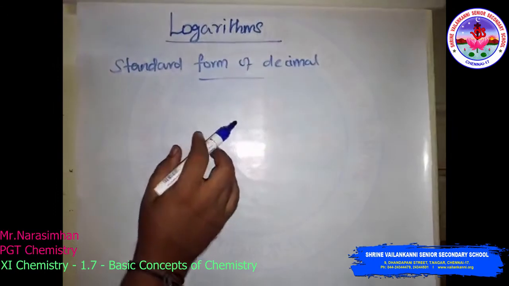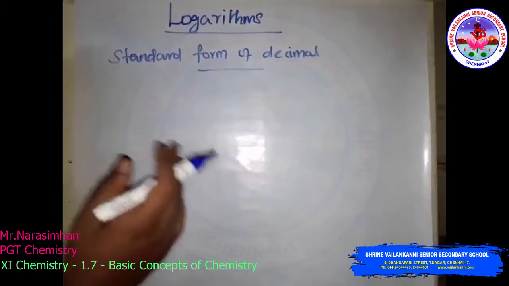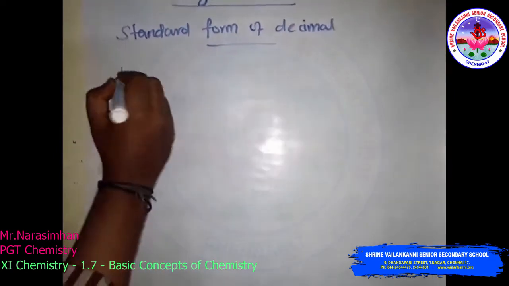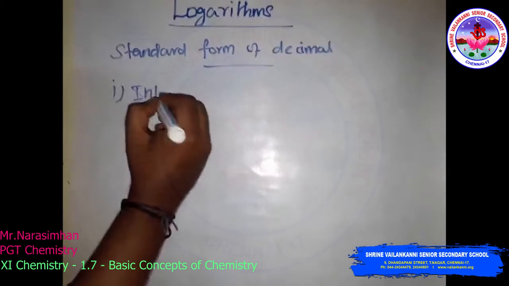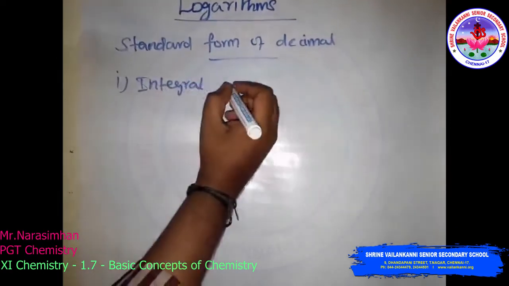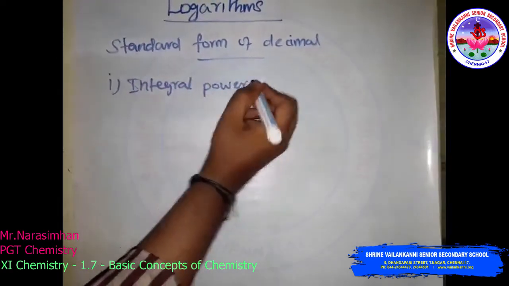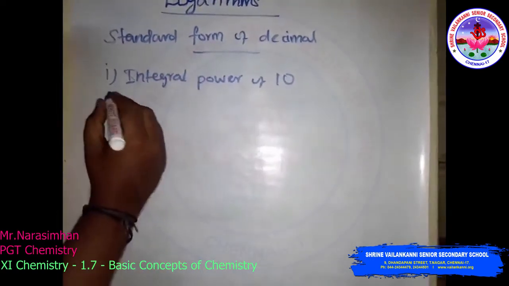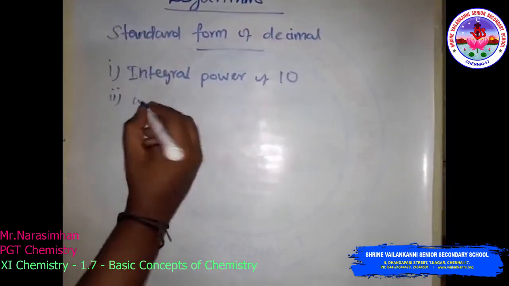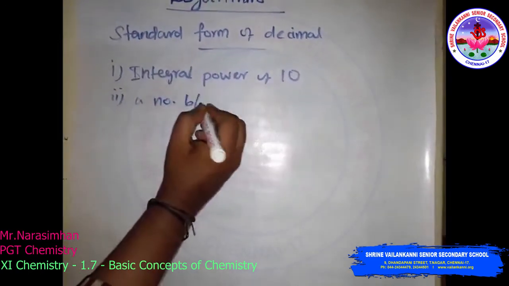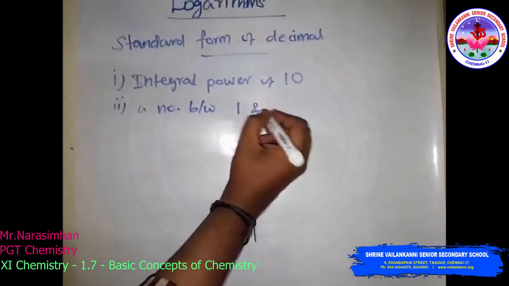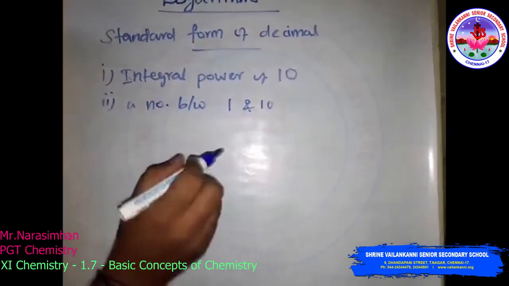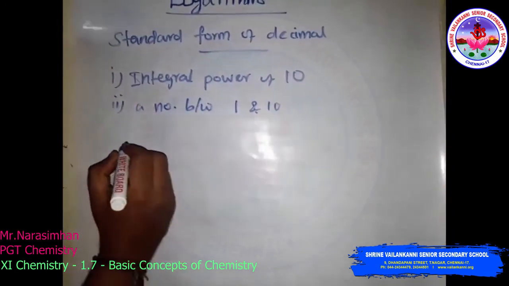Okay, then the standard form of a decimal. Here we can express any number in decimal form as a product of an integral power of 10 and a number between 1 and 10. We can see some examples here.